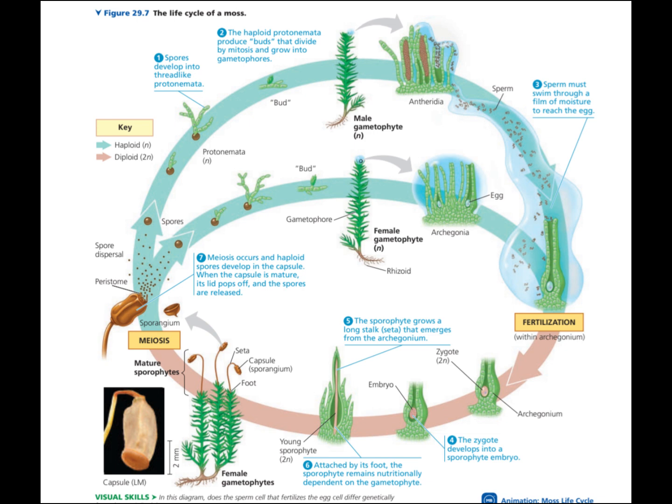Okay, the sporophyte contains the foot, seta and the capsule, and this foot will absorb nutrients and water from the gametophyte. Okay, and also this capsule will produce spores. These spores are of one type, that means homosporous.